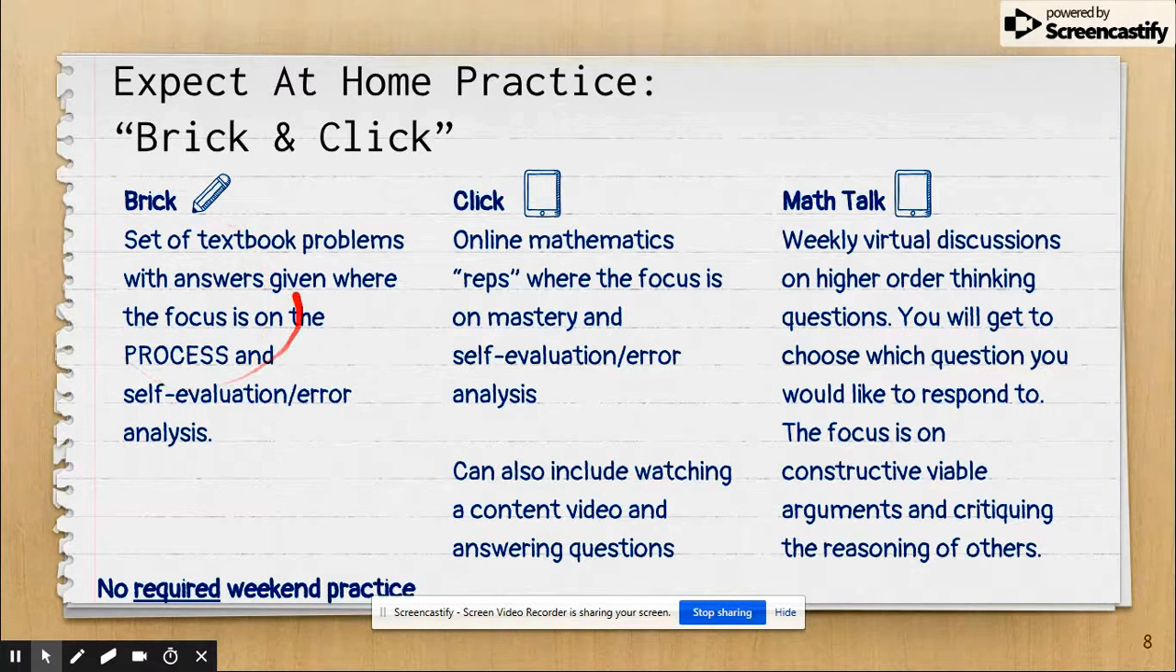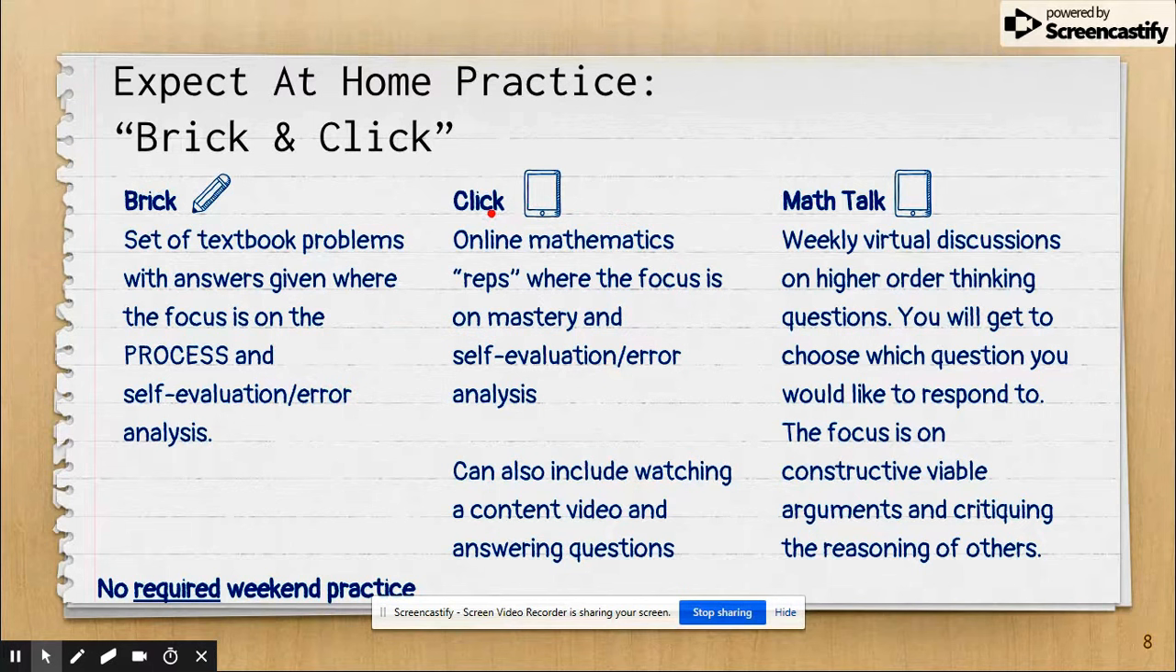And we'll talk a lot more about this in class, and I'll model this for you as well. But this is just one of your expectations. Okay. These brick assignments will be turned in as well. But again, we will talk more in detail about this in class together.